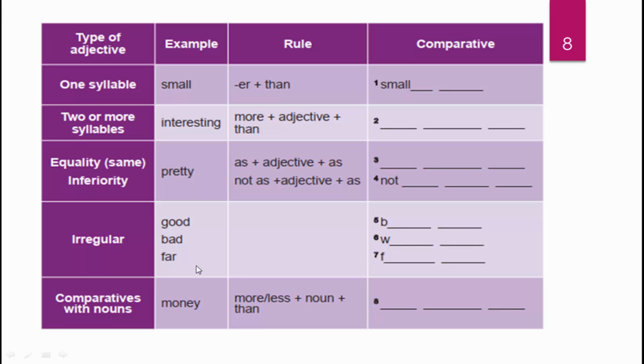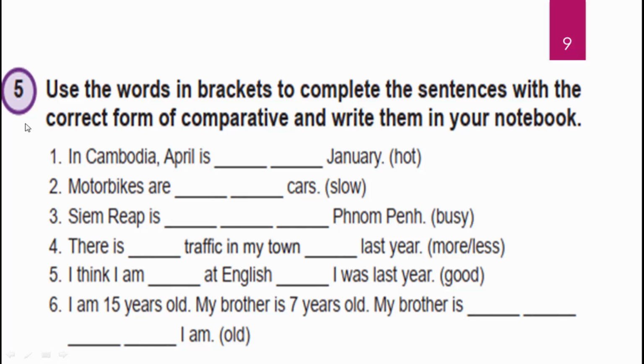I have already mentioned that in the review. Comparative with nouns: more or less, noun, plus than. And then part 5, you need to use the words in brackets to complete the sentences with the correct form of comparative and write them in your notebook. You don't need to write in your notebook, but just complete this.